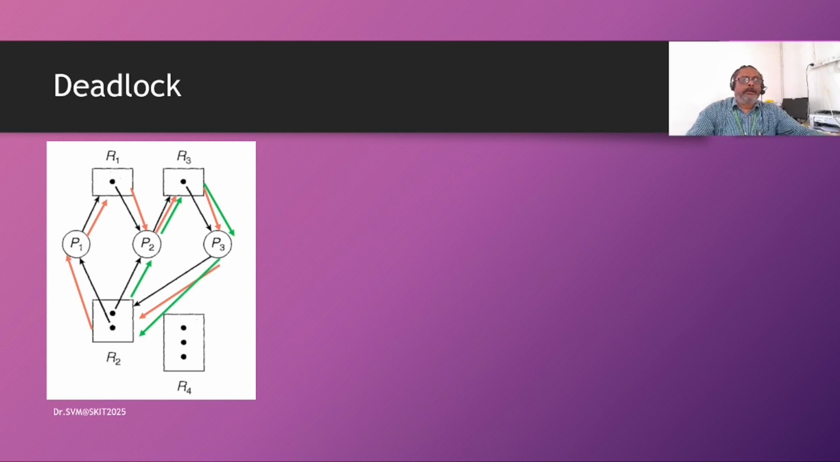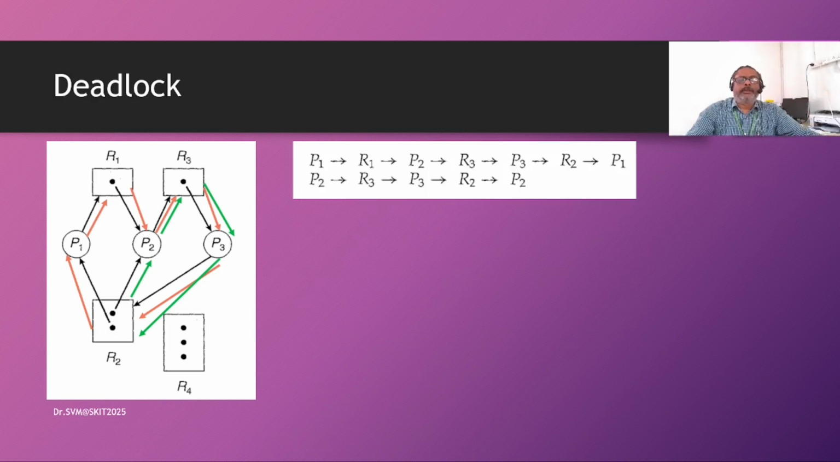We have one more deadlock situation here, that is the other closed loop if you look at it. So P2 is having R2, P2 is waiting for R3, R3 is with P3, and P3 is waiting for R2. So this is another loop. Whatever it is, you find two loops here.